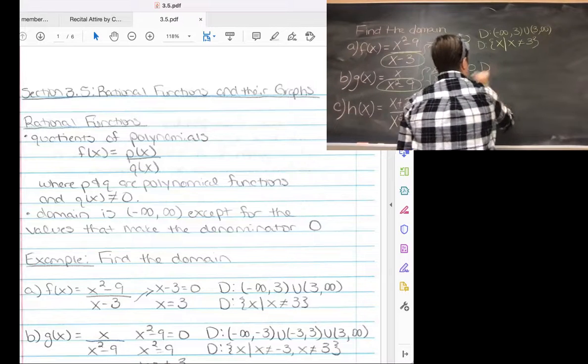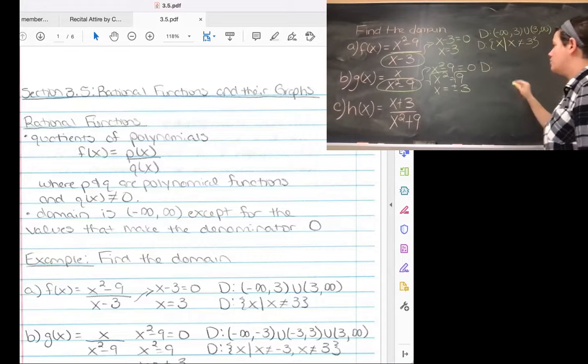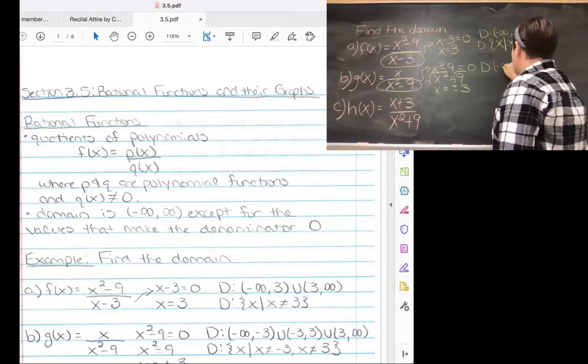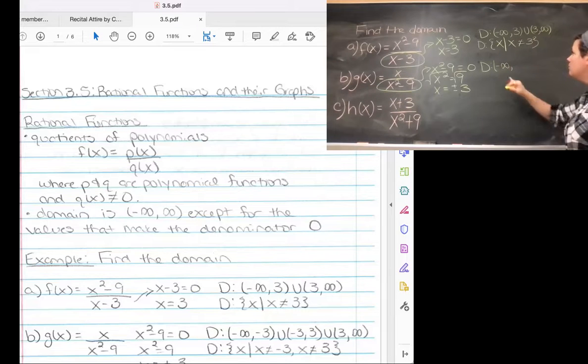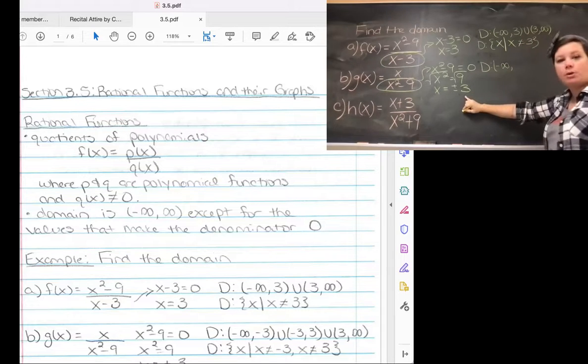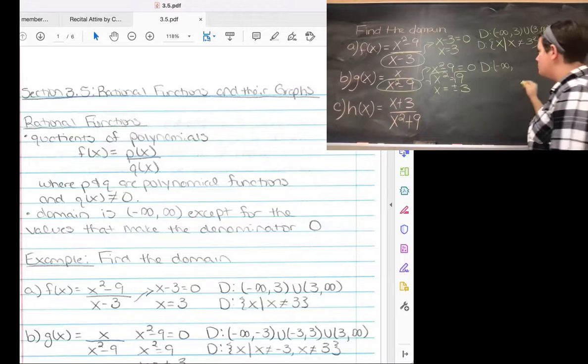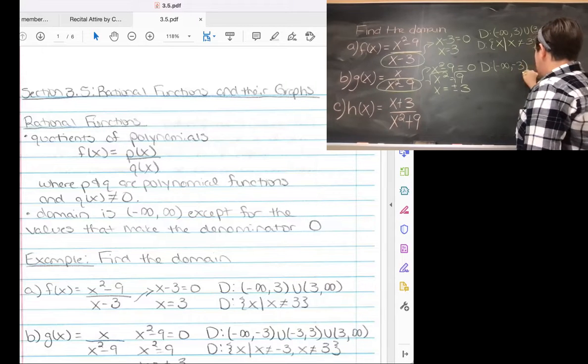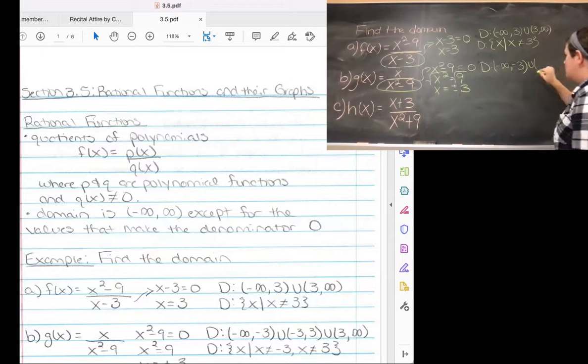So when we go to write our domain in interval notation, we're going to start the same way with -infinity and go all the way up until our first trouble spot. Our first trouble spot will happen at -3. And then you union that. And then you go from -3, and instead of going off to infinity like we did up here, we go until we hit our next trouble spot, which happens at 3. Then you union, and then you go from your second trouble spot all the way to infinity.